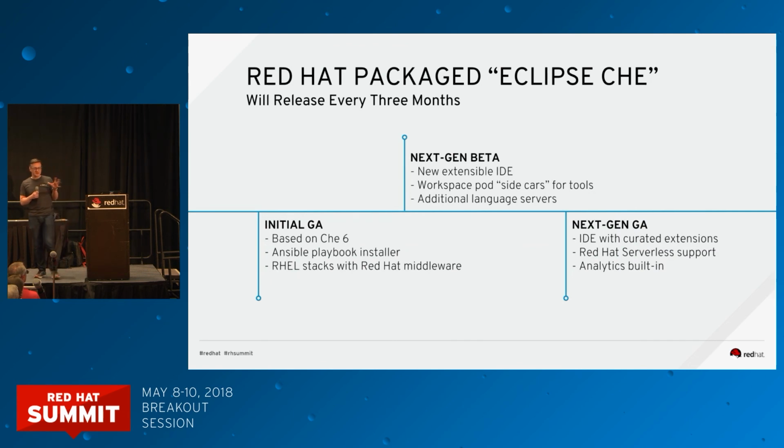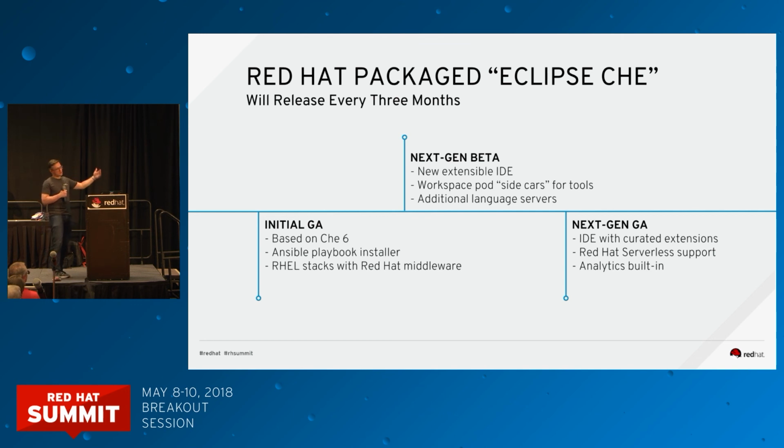All right. The basic plan for Che productization, I won't go into this in too much detail because a lot of it, frankly, is still in the midst of being worked out. Their plan is to get to an initial GA of the Red Hat productized Che by the end of this year. It'll be based on the current version, which is Che 6, which already runs in OpenShift, as you saw. But we're going to add an Ansible playbook installer to make it a little easier to get into. And we're also going to make sure that the stacks inside of Che, which today are based from the community and so include a number of different distros, are based on RHEL and use middleware, so that you're using a supported group of stacks.